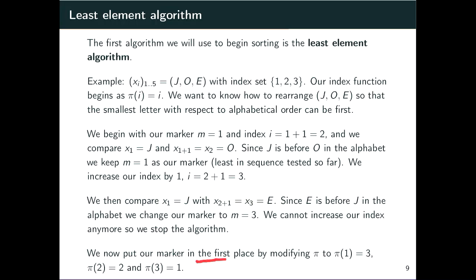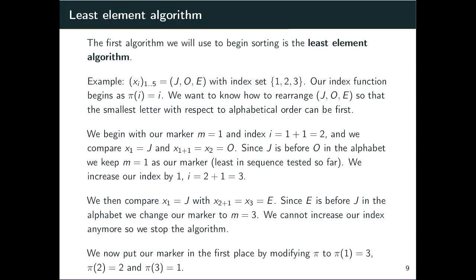And what we do is we change our permutation by switching our marker with the first element of the index set. So we've changed pi 1 from going to 1 to going to 3, because that's the position that E was in. Pi 2 stays the same, and then pi 3 is switching with the 1, so pi 3 is now 1. Does that kind of make sense? Yep, cool. So this is just an example of how it works.